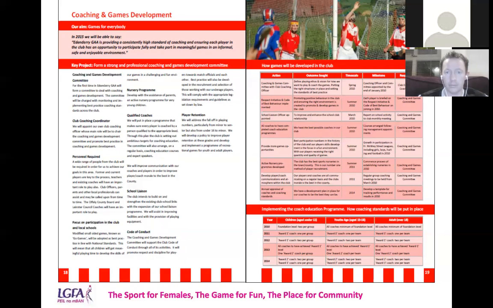And then they were going to develop a code of conduct for anyone who wanted to play in the club or anyone who wanted to coach in the club. And their big focus was going to be on player retention. So those were their key projects.